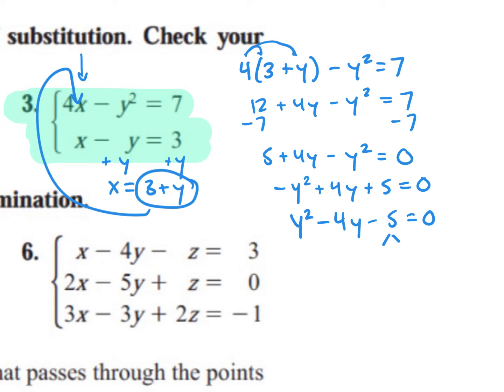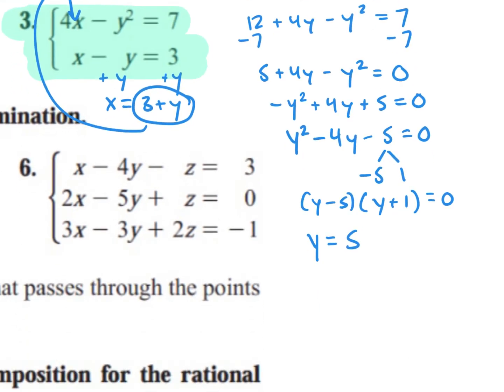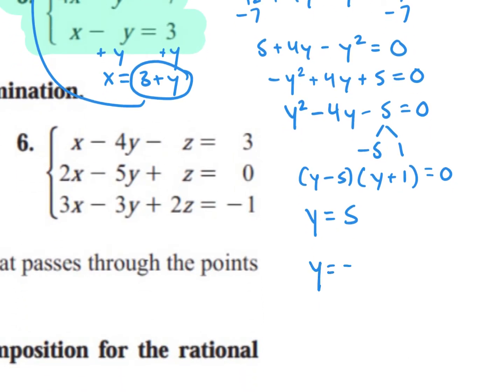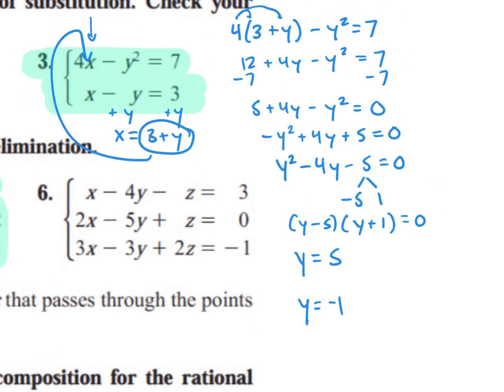Now what are two factors of negative 5 that add to negative 4? Negative 5 and 1. So then we have (y minus 5)(y plus 1). So what do we get for our y's? 5 and negative 1. So I have 2 solutions for y's. That means I'm going to have 2 solutions for x's.